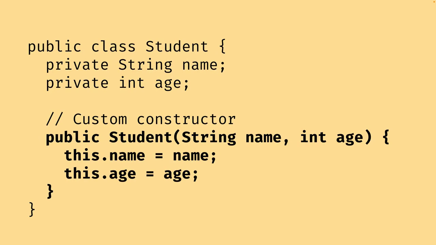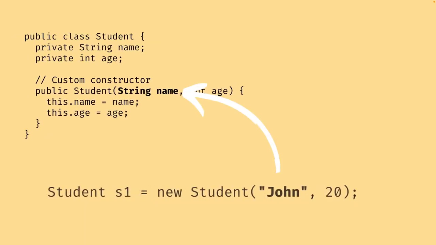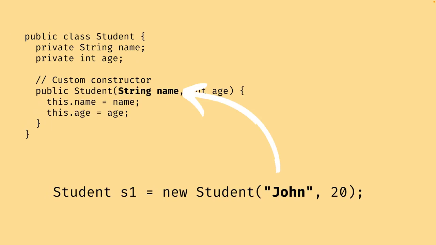It might look familiar. You can see the custom constructor public Student here, and it's taking two parameters, a name and an age, and these are used to set the properties of the instance. To create an object of the Student class using the custom constructor, we can use the following syntax: Student s1 = new Student("John", 20). The John argument gets passed to the parameter name, and 20 gets passed to the parameter age.